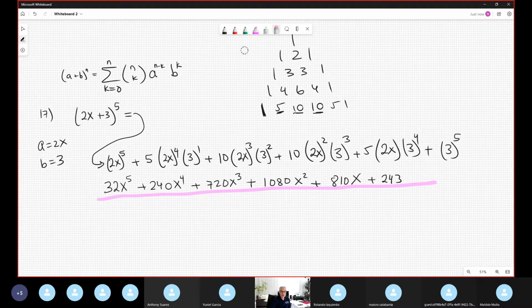Okay, so now the next, which is 18, is very, very similar, but this is to the 6th power. So I take advantage of Pascal's triangle, including one extra row, which is 1, 6, 15, 20, 15, 6, and 1. This is for N6. This is for M5.